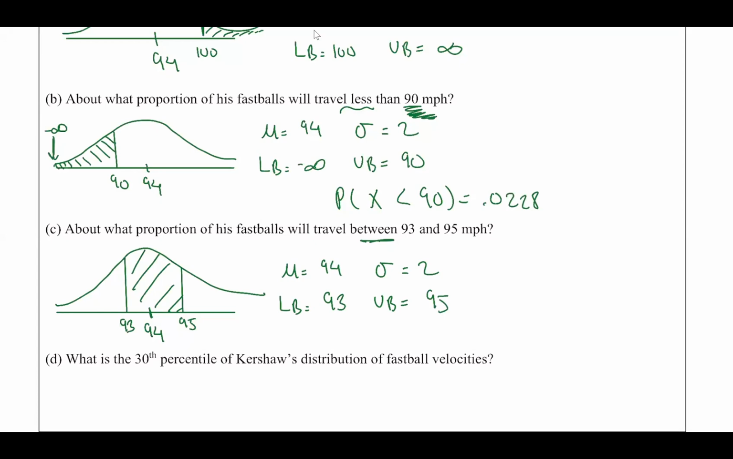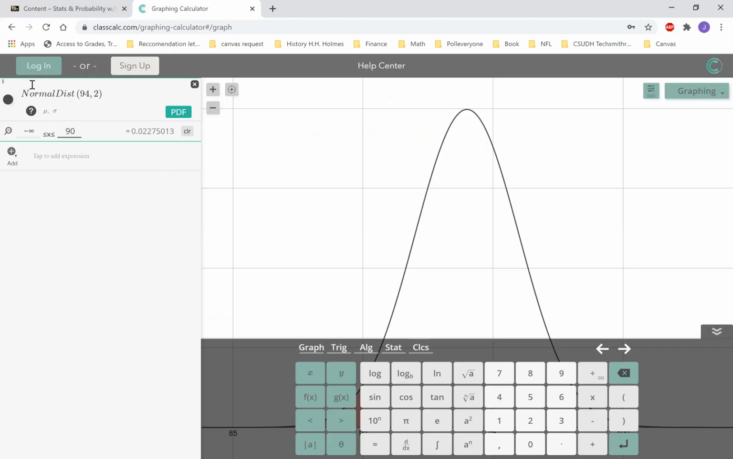All right, so let's go back to class calc, where you're going to adjust the lower bound and the upper bound. If you look at the normal distribution, you can leave it as is. All we have to do is adjust the lower bound, which is 93, and the upper bound, which is 95. All right, so you get 0.3829. So we get the answer to be 0.3829, and that'll be it for part C.